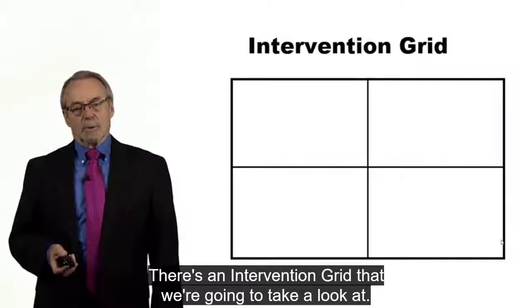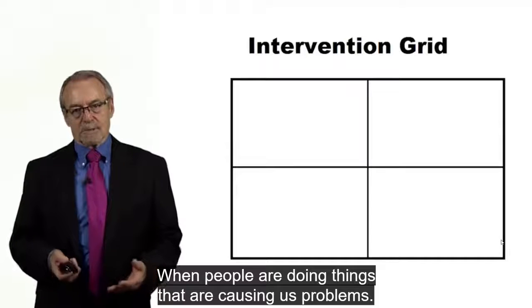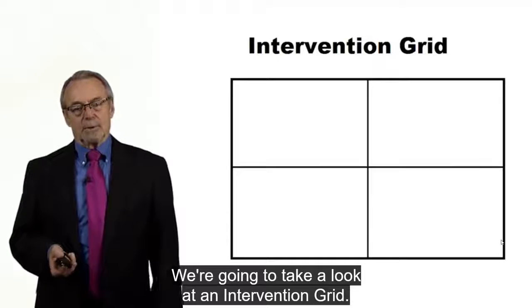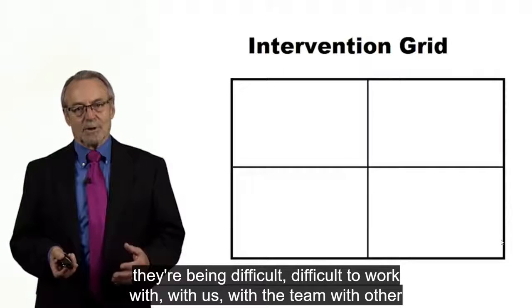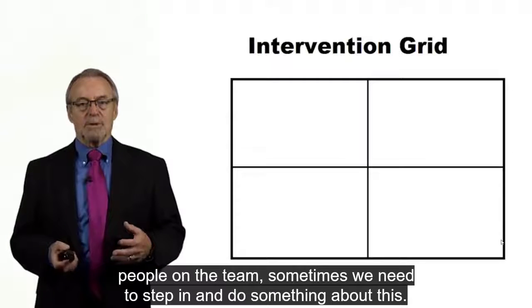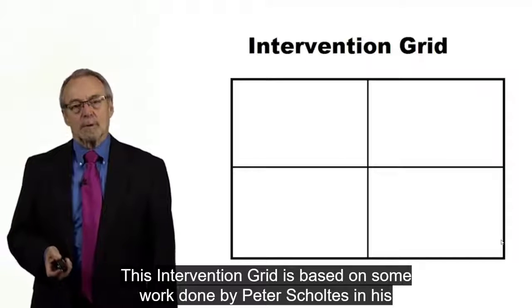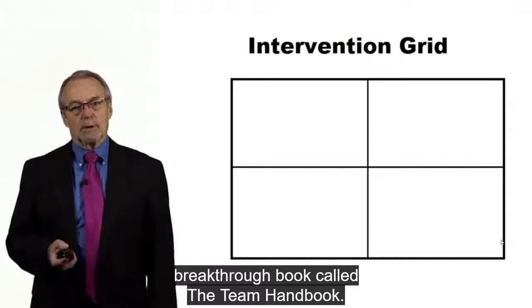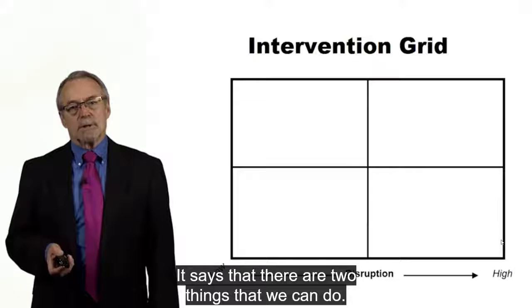There's an intervention grid that we're going to take a look at. When people are doing things that cause us problems or cause our team problems, they're being difficult to work with us, with the team, with other people on the team. Sometimes we need to step in and do something about this. This intervention grid is based on some work done by Peter Scholtes in his breakthrough book called The Team Handbook. It says that there are two things that we can do.